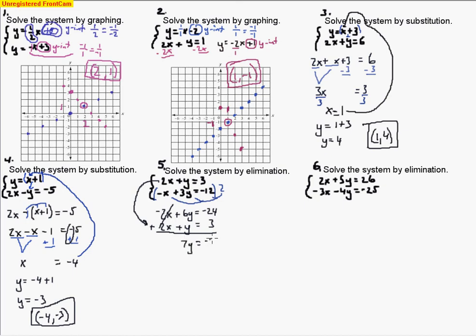7y equals negative 21. There's another mistake people will make doing this, they'll add instead of subtract. So you've got to really be careful on the signs there.